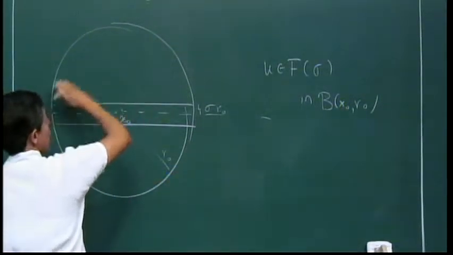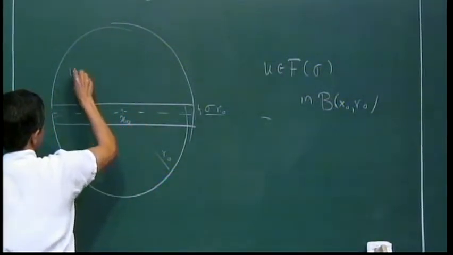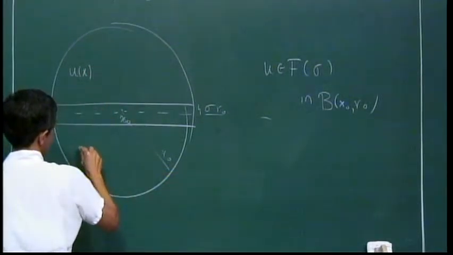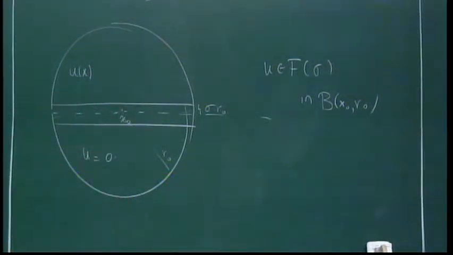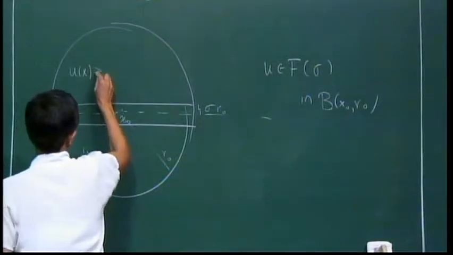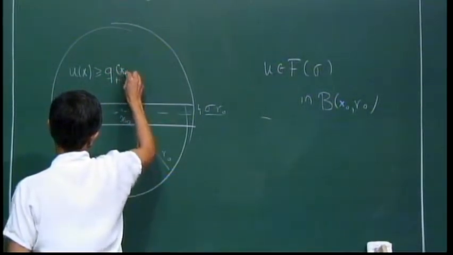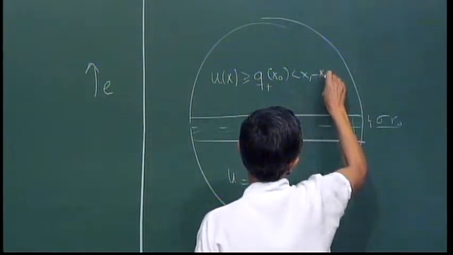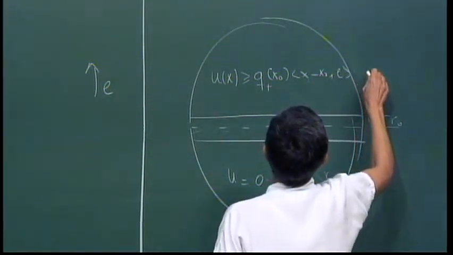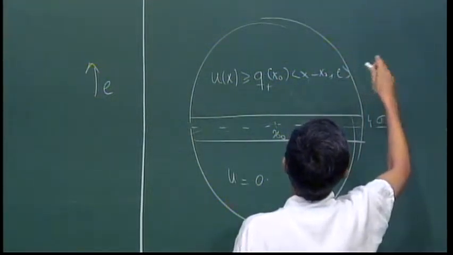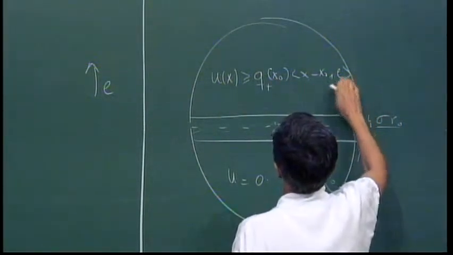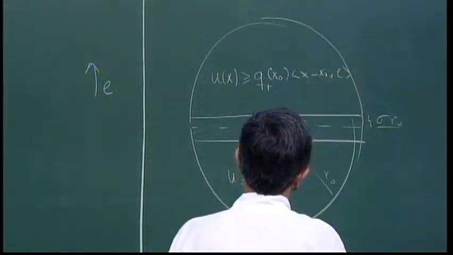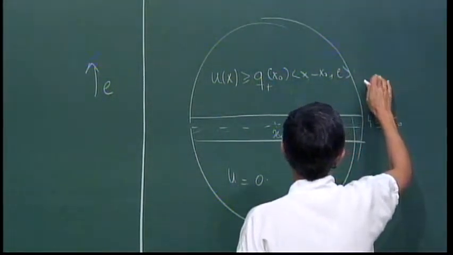When you look at here, you know that U is positive here, but not only that, you know that U grows linearly, and here U is 0. So let me put it there, and then you'll see. U of x here is bigger than Q plus of x naught times (x minus x naught) dot E, and then a little error, and this isn't the case. Oh, and sorry, there is a typo. That's the picture. Okay.